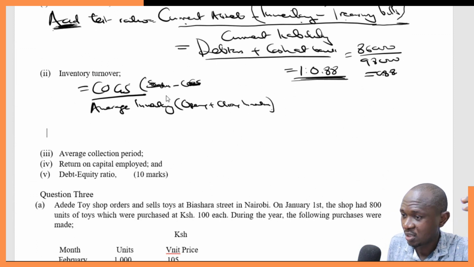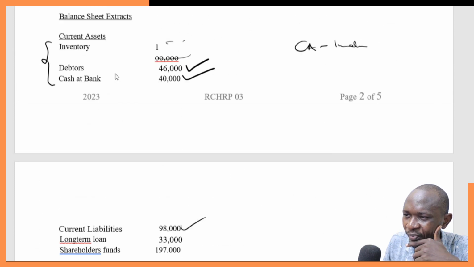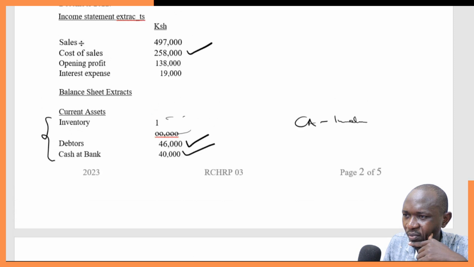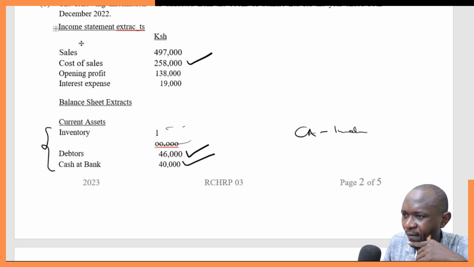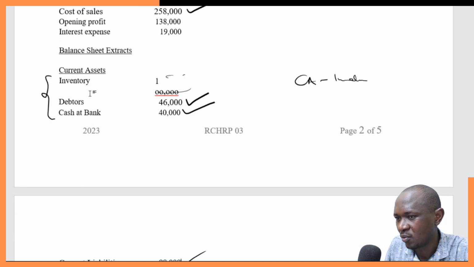So we'll simply come here and say, because it's direct, 258,000 divided by average inventory. For average inventory, we have opening inventory and closing inventory. Whatever is here is closing inventory, which is now 100,000. And opening inventory, we've not been given. So if we've not been given the opening inventory, we can just assume, and because we have only one inventory, we'll just work with the one inventory.